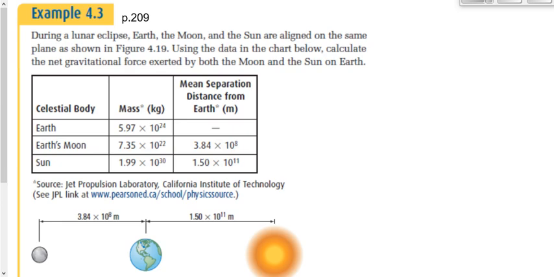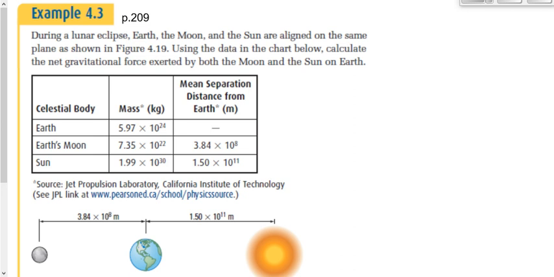Let's do a question here. 4.3 on page 209, we've got three objects here. In this case, the moon, the earth, and the sun. They're all in a row, which means that in this order, we actually have what's called a lunar eclipse. The earth is in between the moon and the sun, so the moon is essentially in the shadow of the earth. Therefore, we don't end up seeing it.